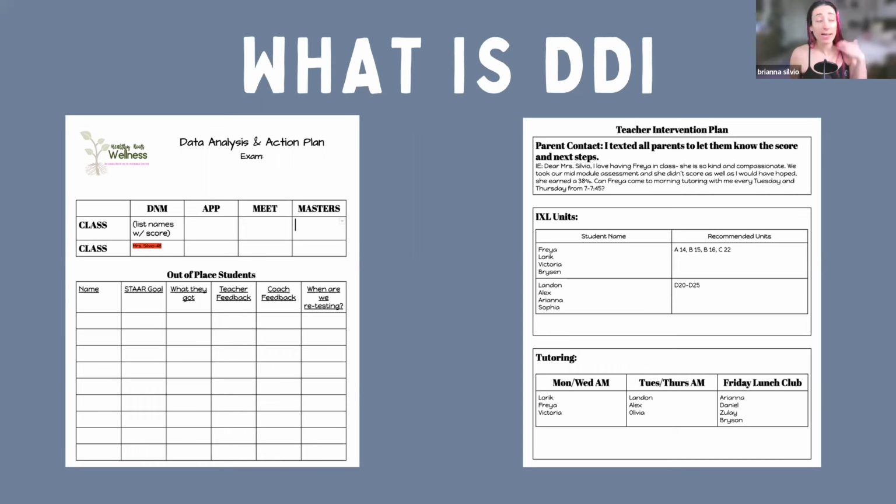The coach feedback is if your campus has some sort of administration or instructional support. If they do, allow your coach or your instructional interventionalist or your assistant principal or your principal or your school leadership or whomever. We all know that everybody likes to dig their hands in everything. Give them an opportunity to also write down feedback. And then when are we retesting? Or what are we doing about it?